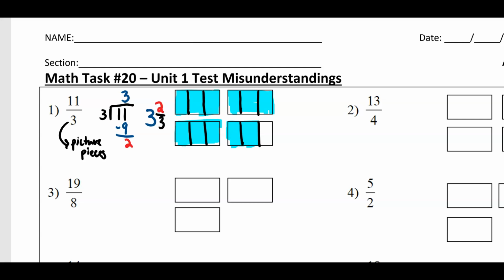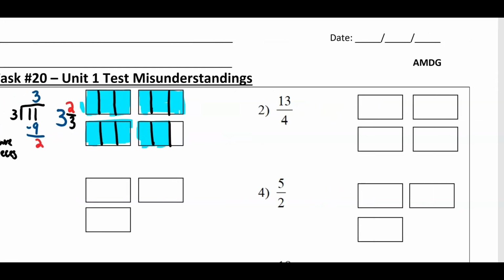Either way, the picture is exactly the same as both your improper fraction, because there are 11 pieces colored in out of boxes that are divided up into 3, or as your mixed number, because there are 3 wholes and 2 left over, right? So improper fractions and mixed numbers equal the same thing. Let's try another one.